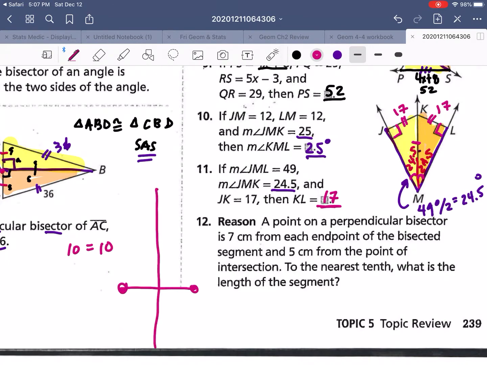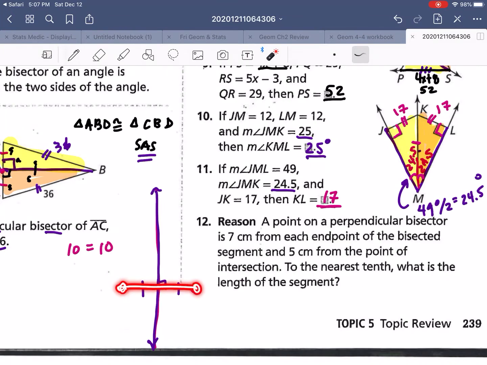Okay, so let's draw a picture. Let's cut this in half, add a 90. Okay, so this is my perpendicular bisector. So they're saying some point along in here, I don't know where, some point on a perpendicular bisector is 7 centimeters from each endpoint of the bisected segment.